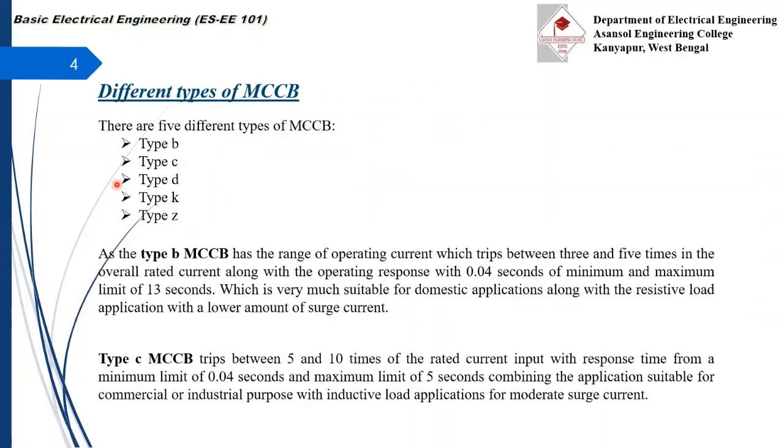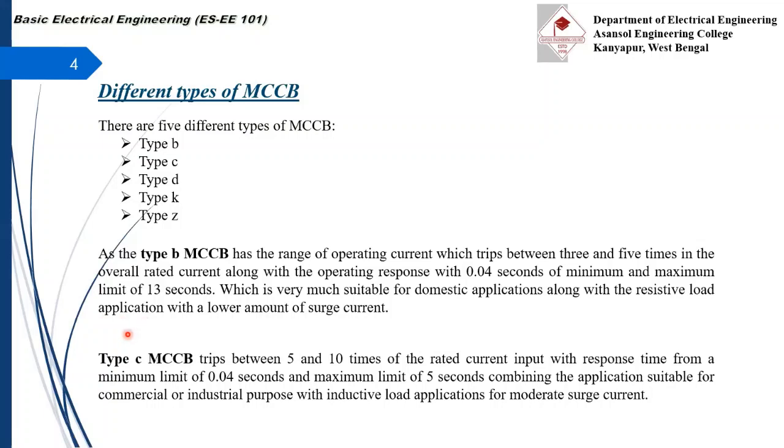Now, different types of MCCB. Like MCB, the MCCB also comes in 5 different types: type B, type C, type D, type K and type Z. The type B MCCB has a range of operating current that trips between 3 to 5 times the overall rated current, with an operating response of a minimum of 0.04 second and a maximum limit of 30 seconds, which is very suitable for domestic appliances along with resistive load.